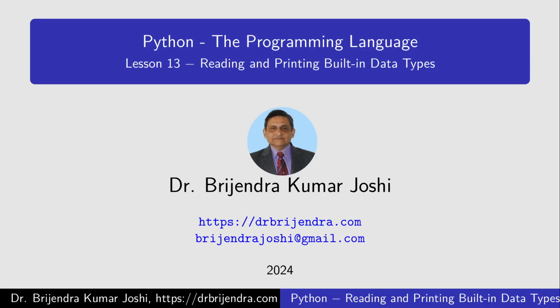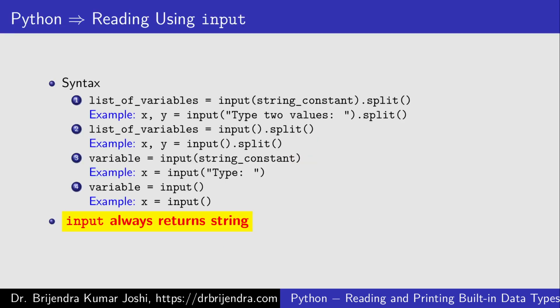In this video, we will see how we can read and print built-in data types in programming language Python. First of all, focus on this function input. We can read any value using the input function or method. There are about four different variants of input function.